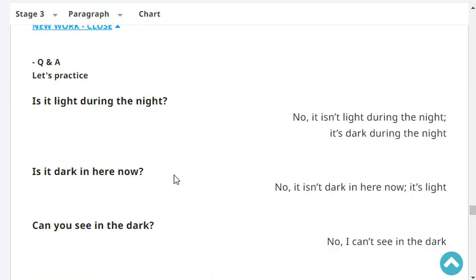Is it light during the night? No, it isn't light during the night. It's dark during the night.